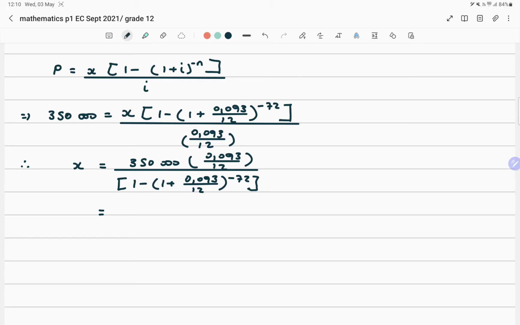So let's do it. 350 scodos into 1 plus 0.093 over 12, divide by 1 minus 1 plus 0.093 over 12, this one to the exponent minus 72. All right, okay, all right.